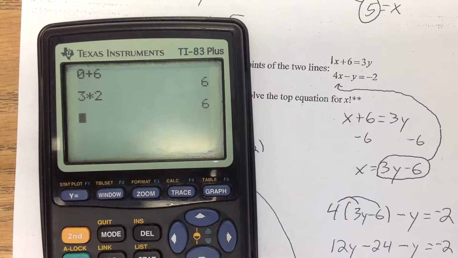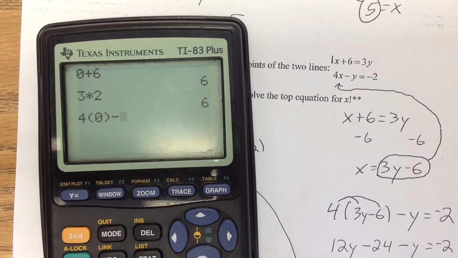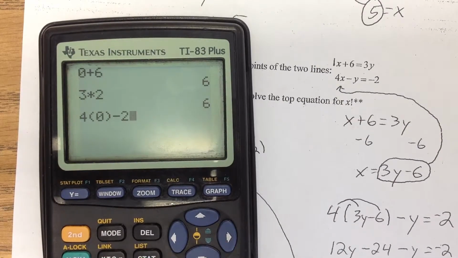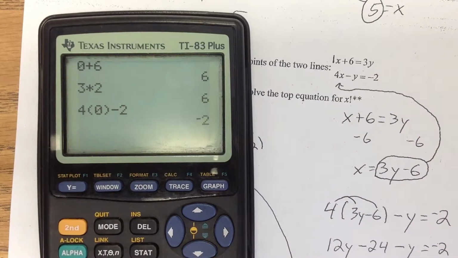Then on the second one, I have 4x, so that would be 4 times 0. Minus y, well, y is 2, so minus 2. And hopefully that's going to equal negative 2, just like it does up here. And it does, so that's my check for these. I can't really put them in the y equals menu, but I can just plug in the numbers and make sure that the two sides are equal. And in this case, they are, so we're good.